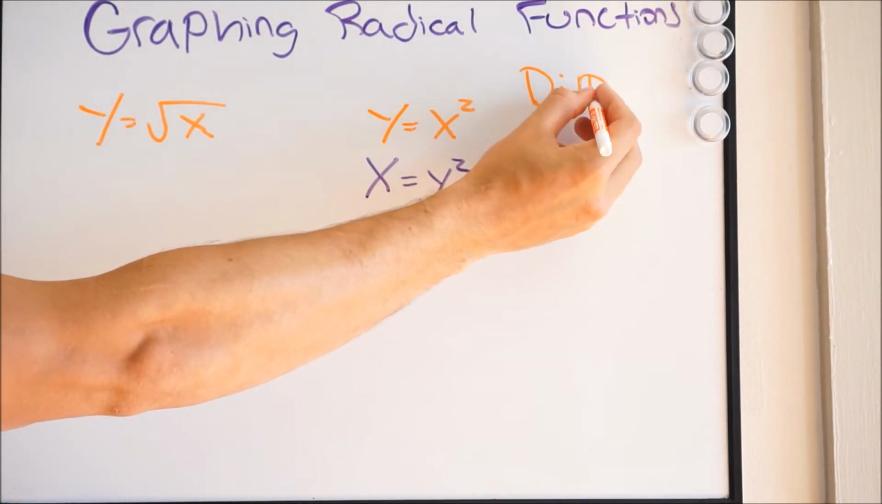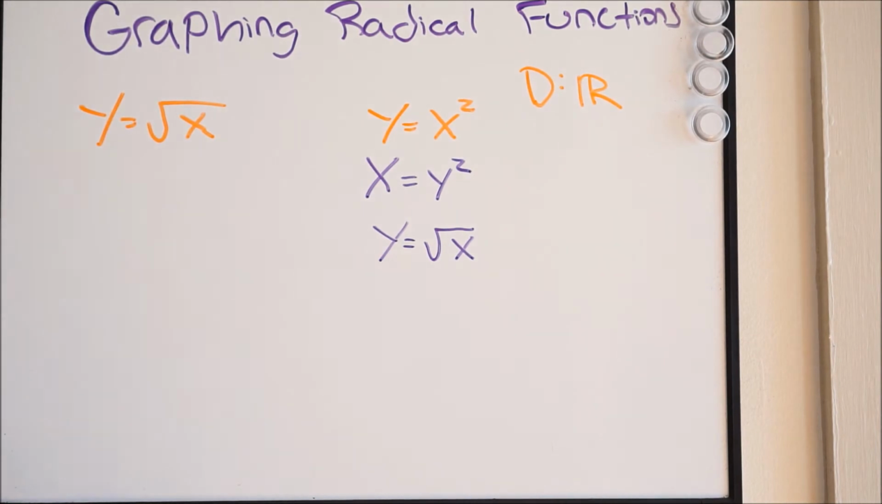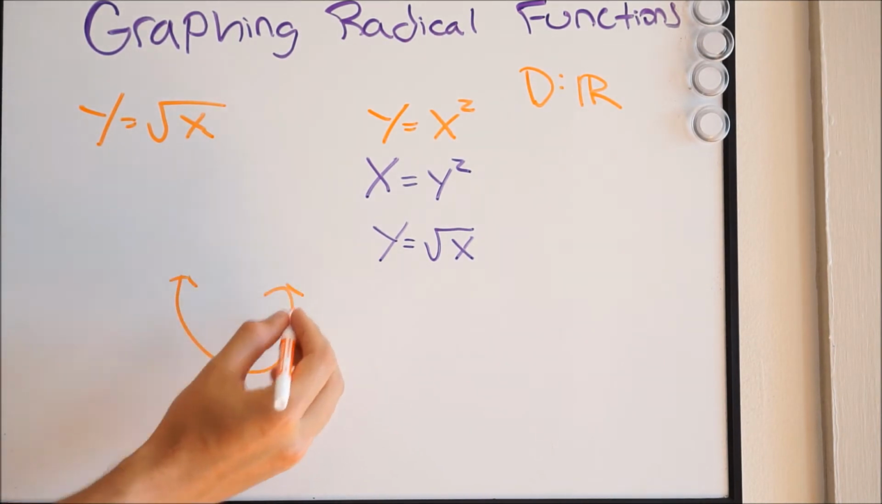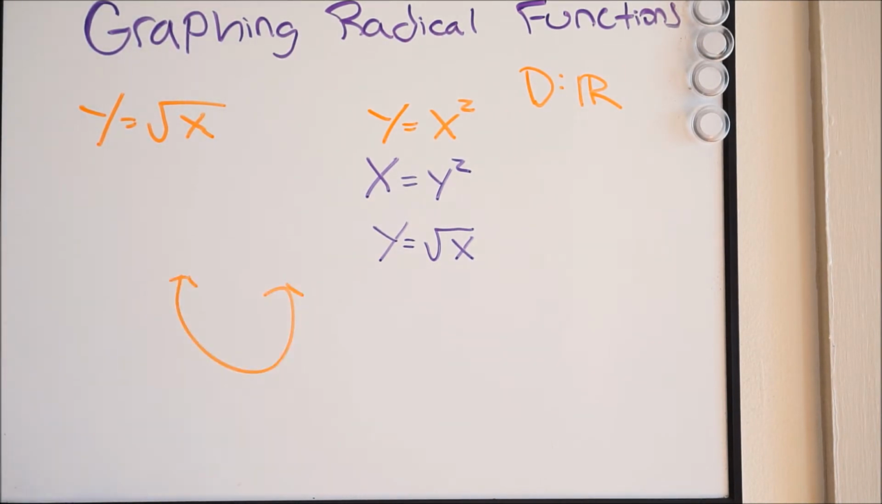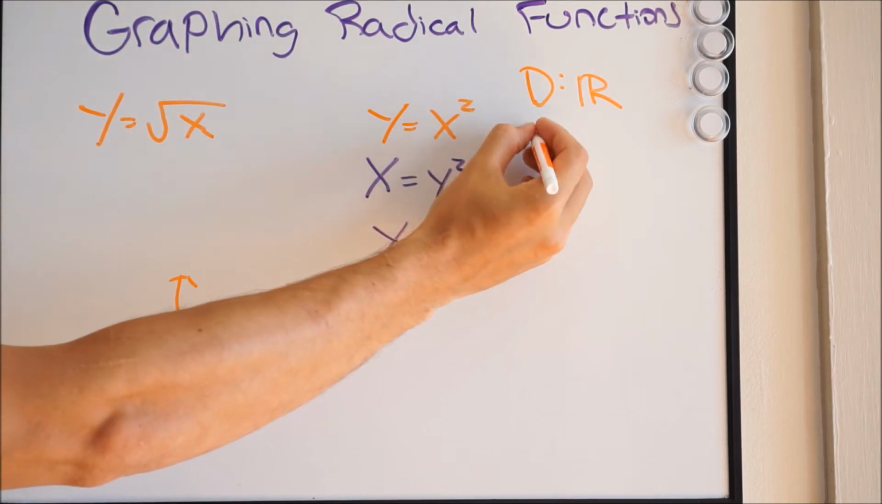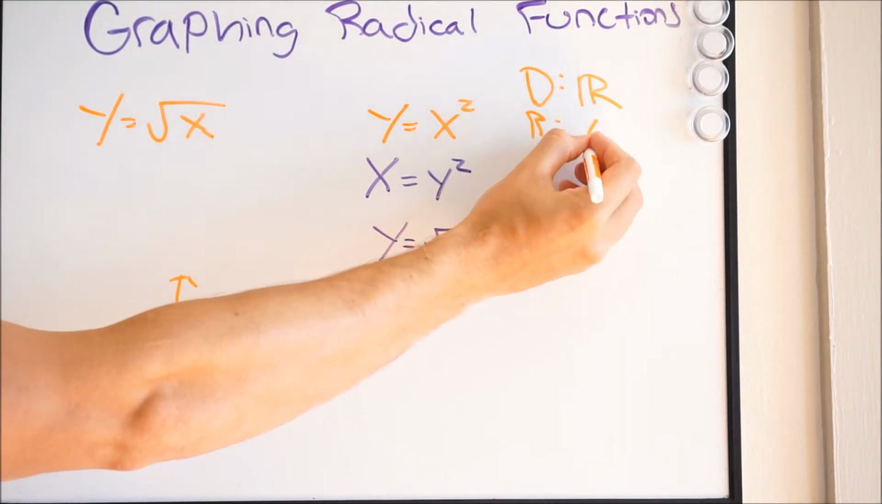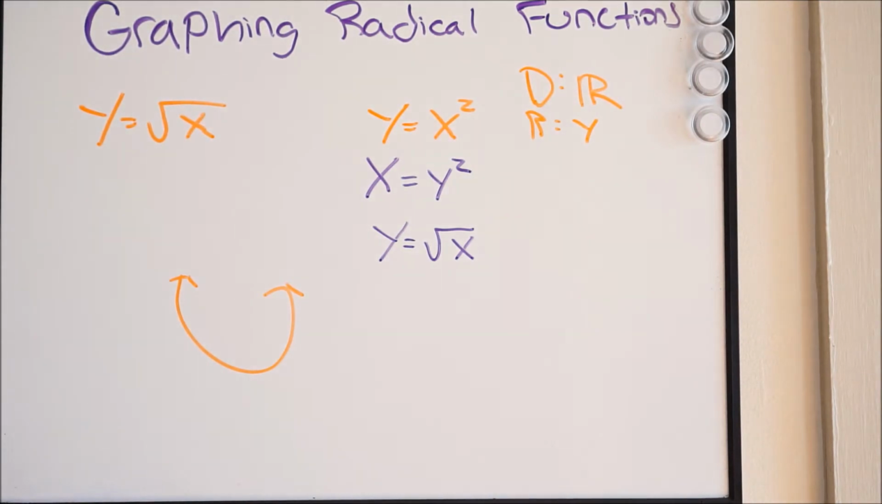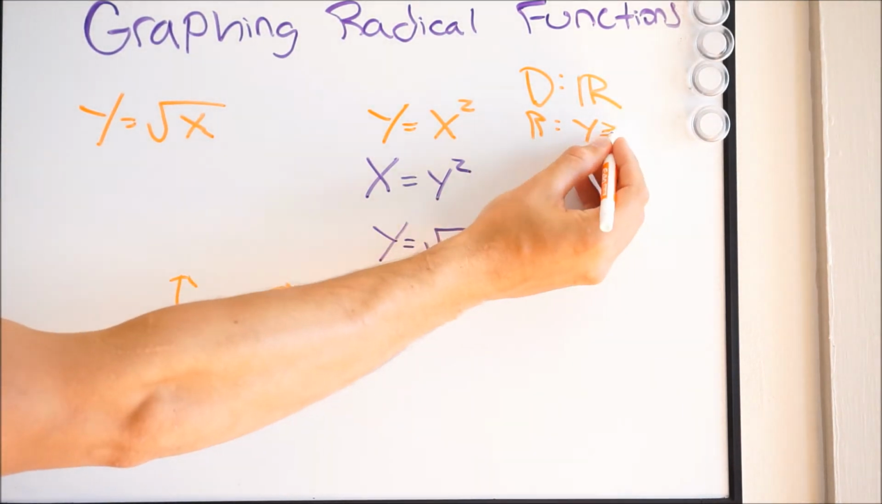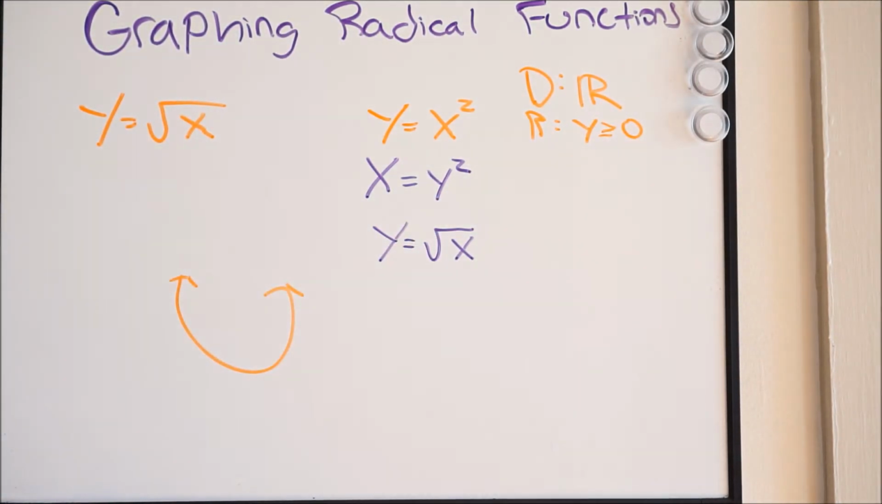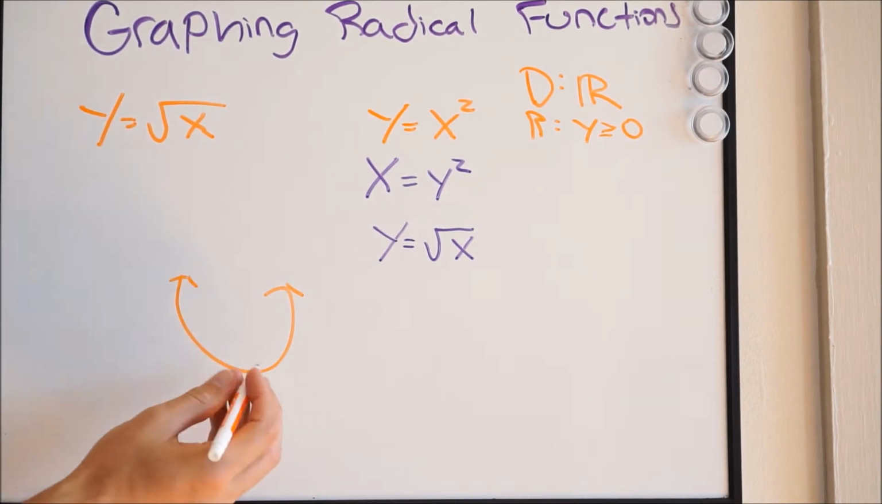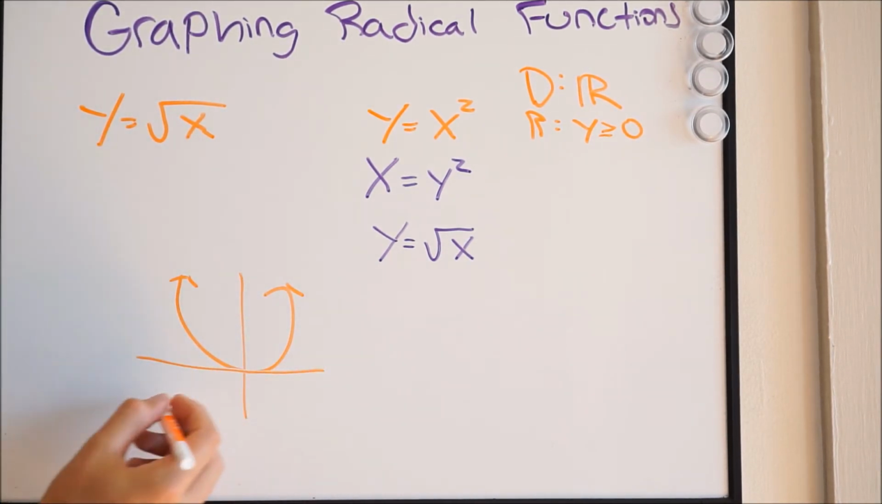will be all real numbers, right? Because we have a graph like this, and it's going to be all real numbers. We're talking about the x. The range here will be all numbers, so y has to be greater than or equal to 0, right? Here's our graph. So our range would have to be y is greater than or equal to 0.